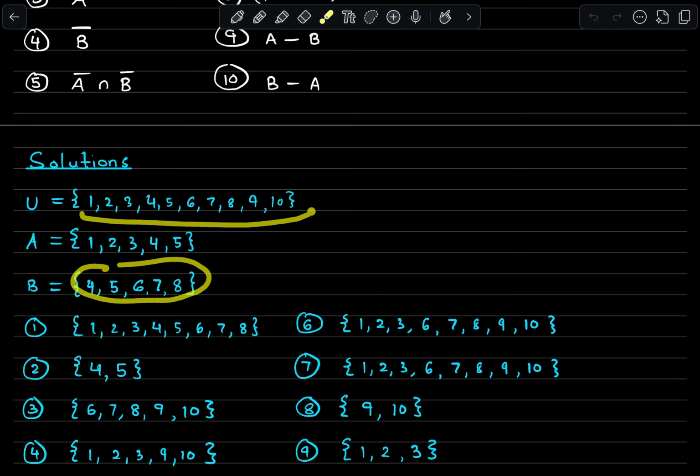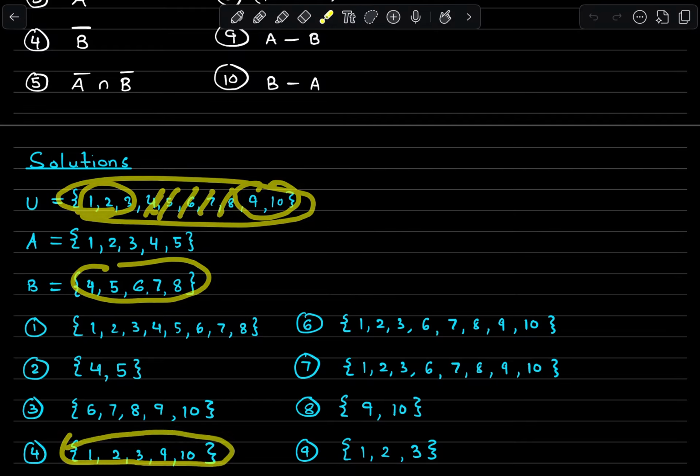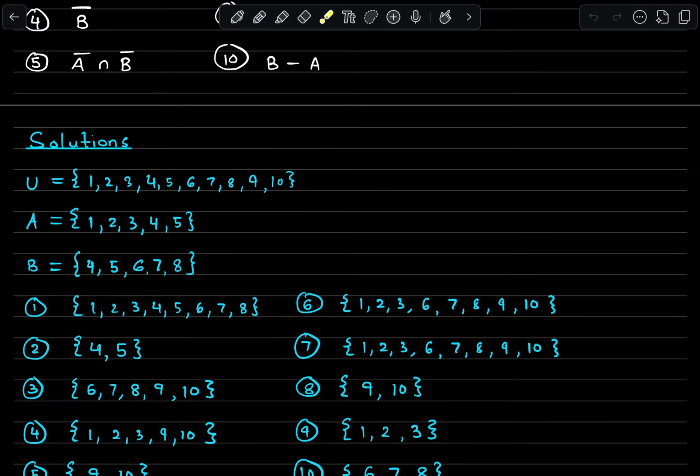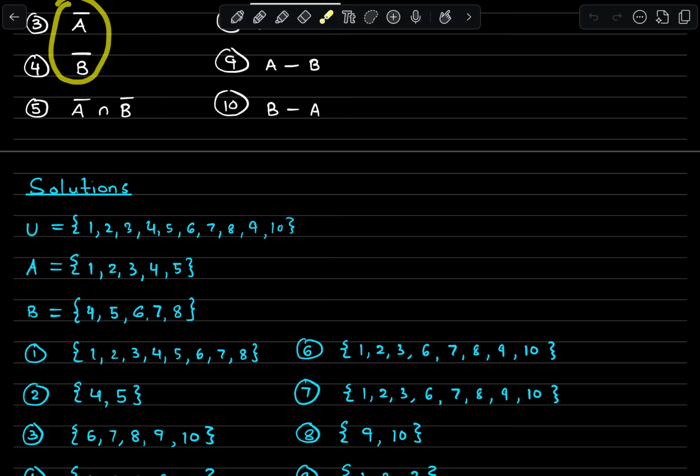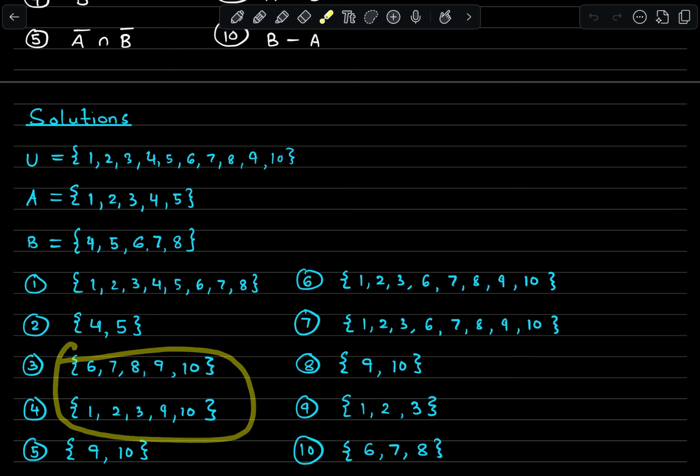B complement, similarly, is going to be everything in our universe that's not in B. So we're going to wipe out those middle numbers. We're going to be left with 1, 2, 3, and 9 and 10. Number 5, the intersection of the complements. Well, here are our complements, numbers 3 and 4, to find the intersecting elements, we're just looking to see what they have in common. They just have 9 and 10 in common. So the intersection of A and B complements is 9 and 10.